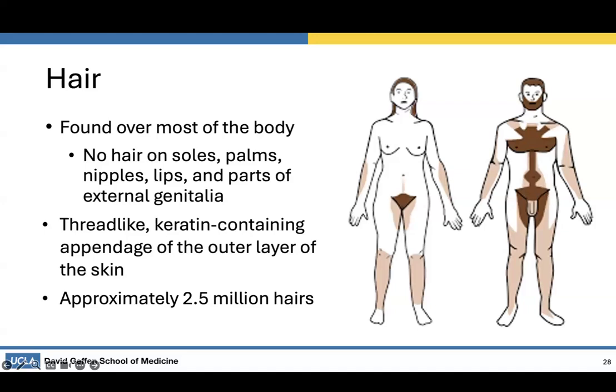Hair is a thread-like, keratin-containing appendage of the outer layer of the skin. Hairs project above the surface of the skin over most of the body, except for the sides and soles of the feet, palms of the hands, sides of the fingers and toes, the lips, and part of the external genitalia. There are about 2.5 million hairs on the human body. Over 75% of hair is over body surfaces, excluding the head.